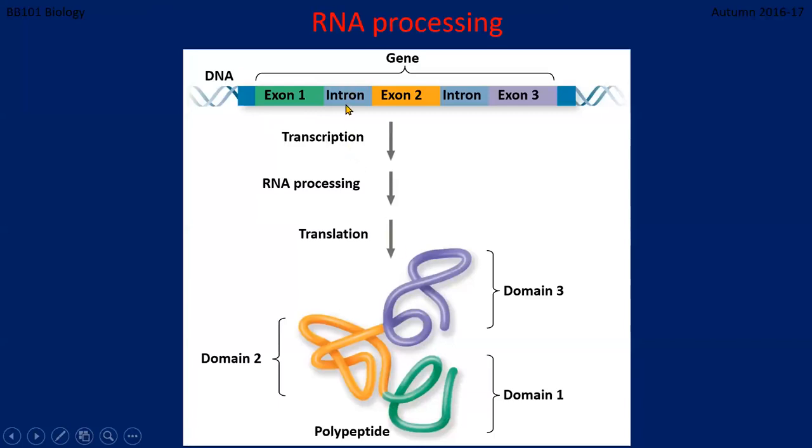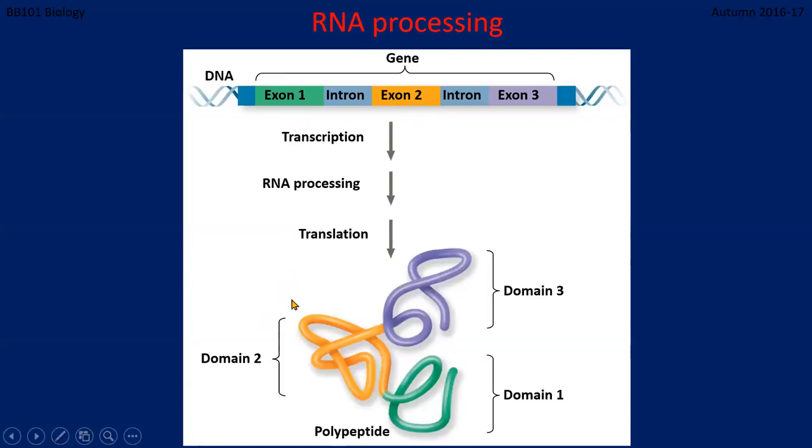The intron will not have as such an effect, but there are some regulatory mechanisms, so even though there is no code involved, that gap is there. And then it comes to exon 2. The exon 2 shown over here is in orange, and this is domain 2.